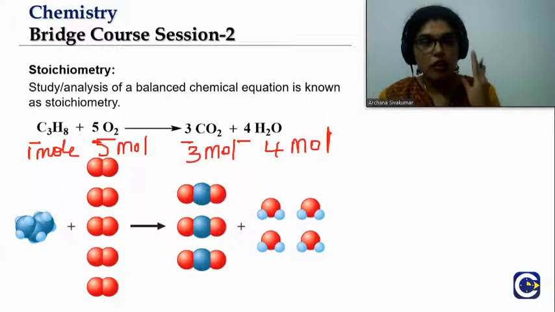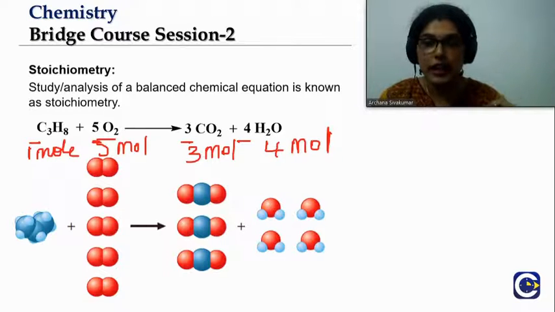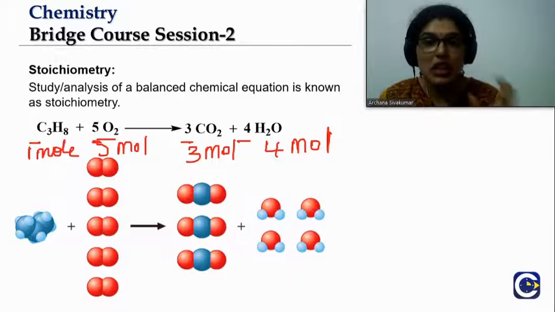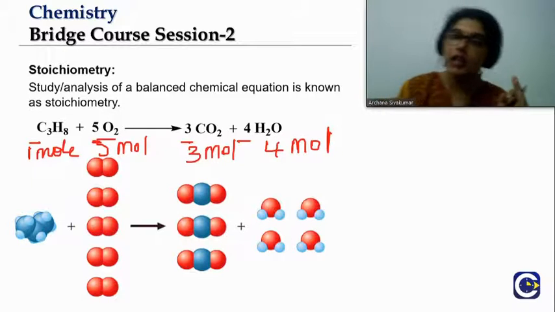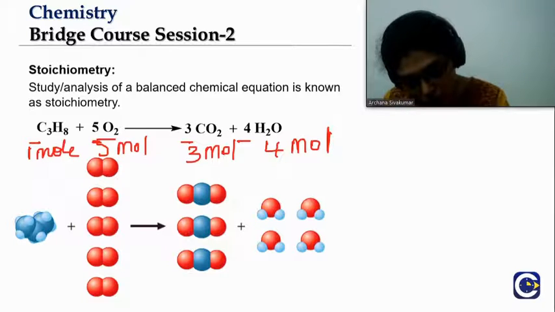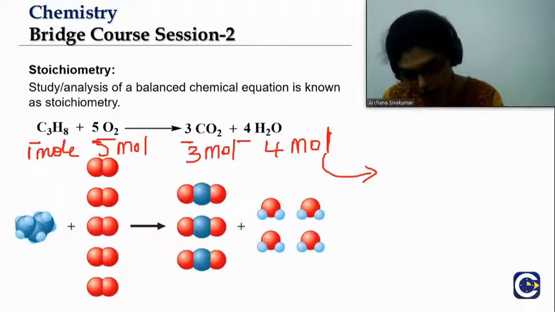Clear? We identified molecules earlier. Now we are identifying the moles. 1 mole of propane reacts with 5 moles of oxygen gas, giving rise to 3 moles of carbon dioxide gas and 4 moles of water. So these moles can also be converted into grams. Am I right? So if I have to write this, I can write it like this.